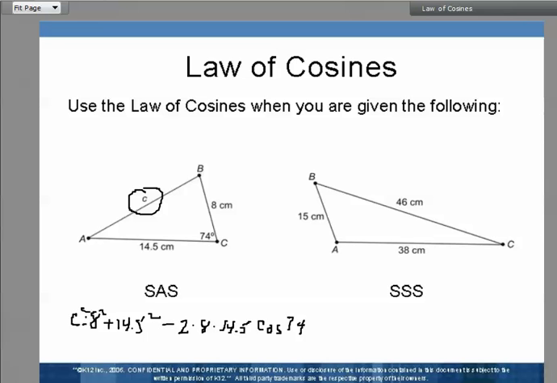Let's set this one up over here. I've got all 3 sides here. What am I going to do? Well, you know what? What if we were trying to find any one of these angles? Pick an angle. Well, let's say pick B.